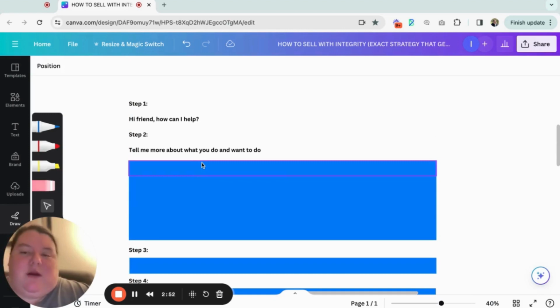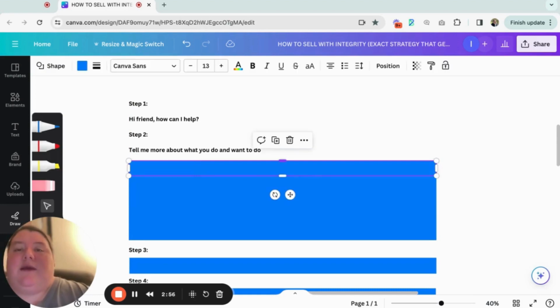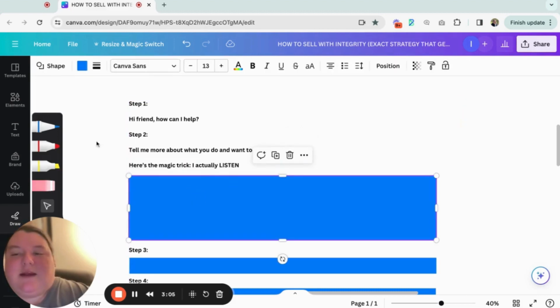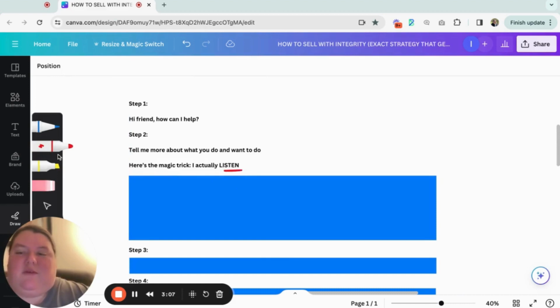So step number two is just a very simple question. Now I just need to figure out, what do you do and what do you want me to do, or what do you need help doing? A lot of times you can get a basic scenario of what the person needs help with through an application process. But the thing here is that I actually listen, and I think this is the number one key for this to work as well.